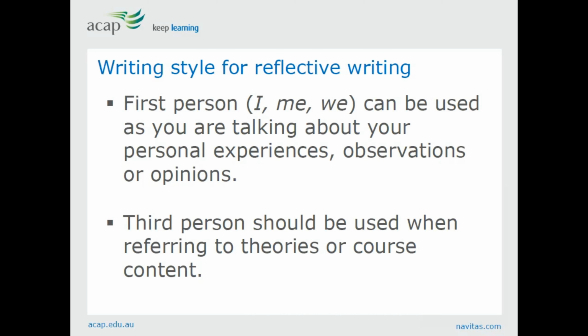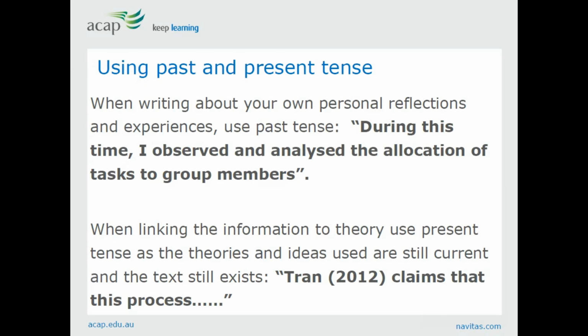So there is a specific writing style for reflective essays that allows you to use both first and third person. First person such as I, me, or we, when you're talking about your own personal experiences and observations or opinions, and third person when referring to theories and research. You will write using both past and present tense.